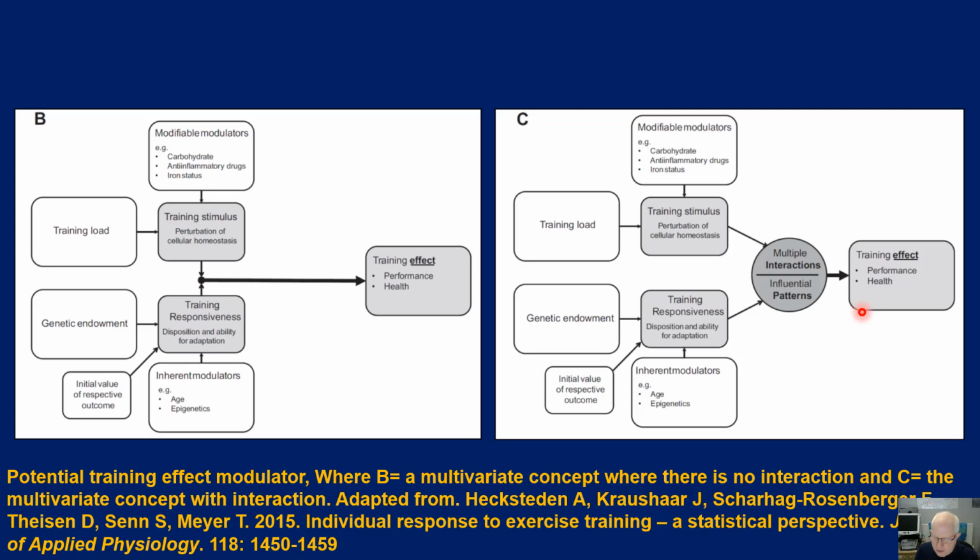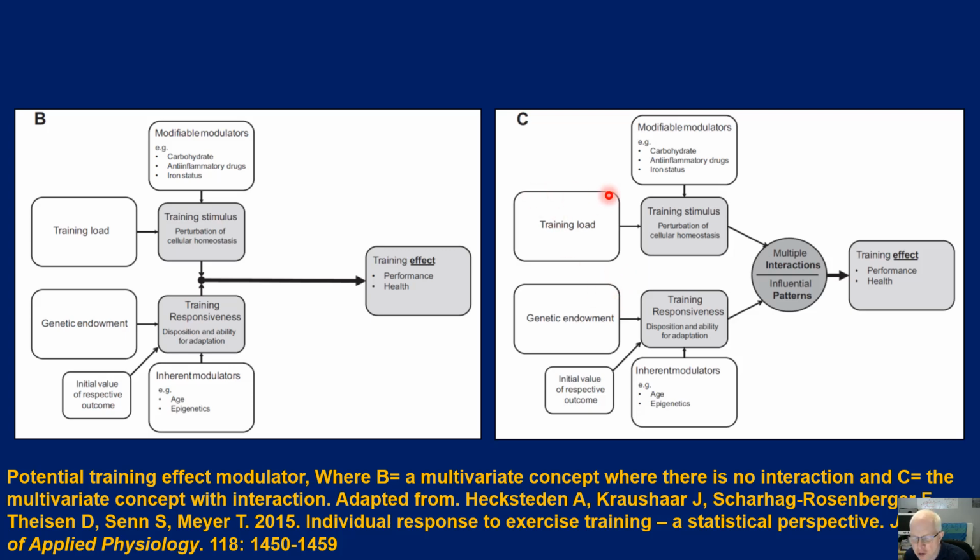So we can look at this in two ways. We've got what is called a multivariate concept, which is in panel B, where there is no direct interaction, and then in C, where we've got an interaction in the multivariate concept. It's almost certainly that C is perhaps a greater representation of what is going on. So we'll focus on C because it perhaps works better for us.